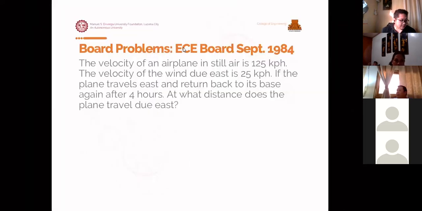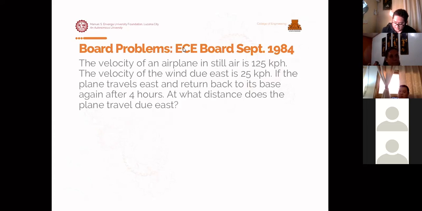So, same pa din. Airplane pa din tayo. Pero yung condition natin, sabi, the velocity of an airplane in still air is 125 kilometers per hour. The velocity of the wind due east is 25 kilometers per hour. If the plane travels east and return back to its base again after 4 hours, at what distance does the plane travel due east? Okay?